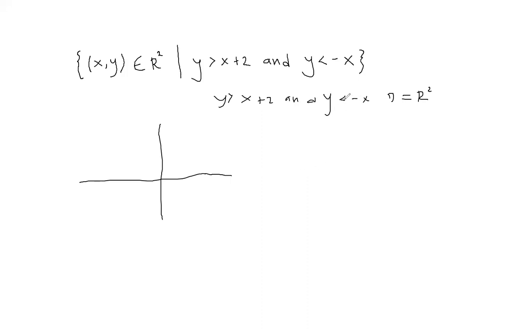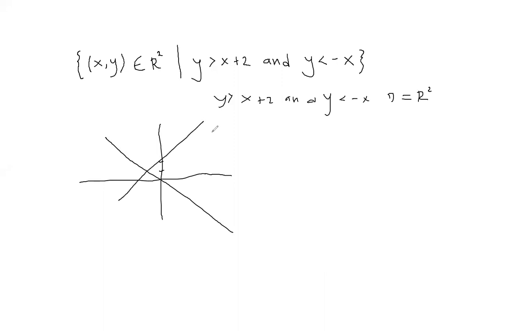This first line, y is less than negative x. Let's graph it like a normal line. Negative x would have a negative slope, and so I draw it through the origin just like this because there's no y-intercept. So now what we're going to do is graph this equation. My y-intercept is 2, and it's got a positive slope, so we're going to graph it like this.